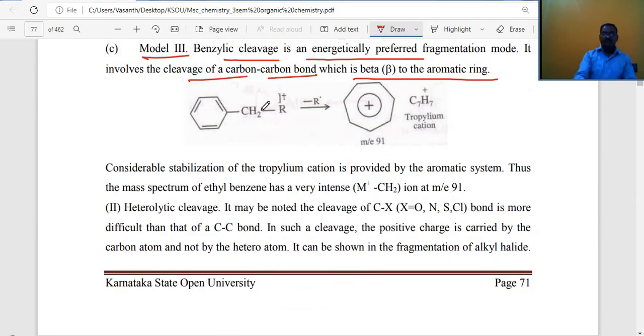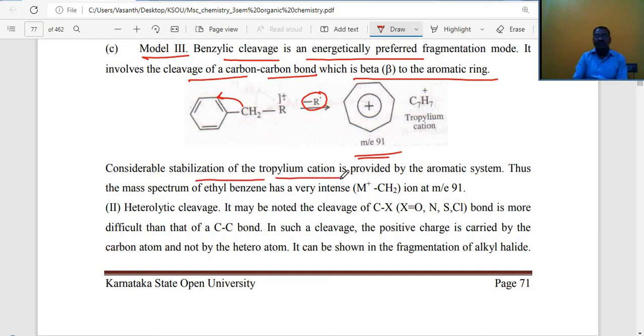To remove this molecule, this carbon 6 is there. Again, this is joining into the formation of what? Tropylium. Considerable stabilization of the tropylium cation is provided by the aromatic system. Thus, the mass spectrum of ethyl benzene is very intense. In heterolytic cleavage, it may be noted the cleavage of a C-X bond is more difficult than that of a C-C bond.